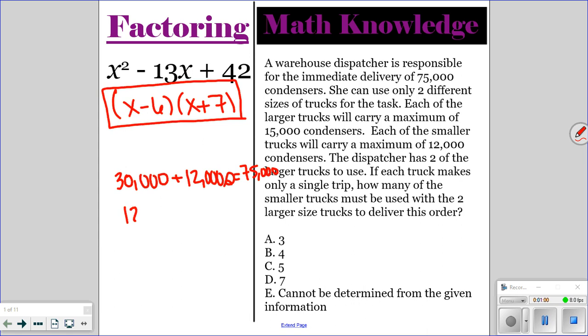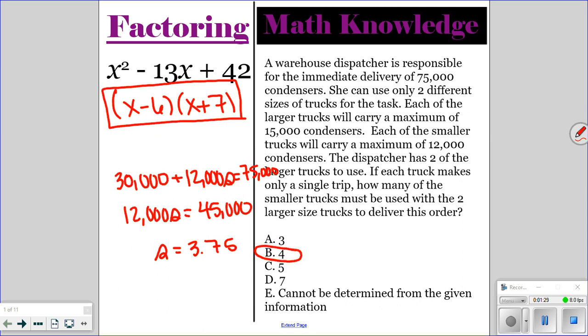So those smaller trucks are going to be left to carry 45,000, because the two bigger ones can take 30,000. And so 75,000 minus 30,000 is 45,000. And then if you divide 45,000 by 12,000, that is 3.75. And so we have to have 4 smaller trucks.